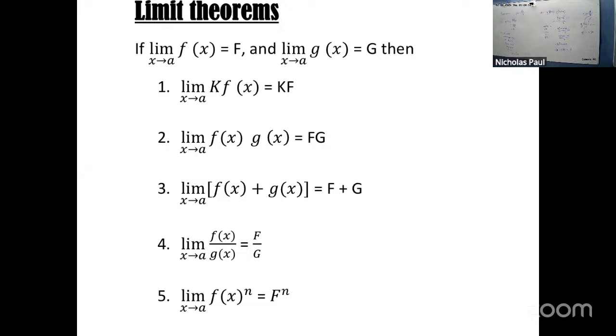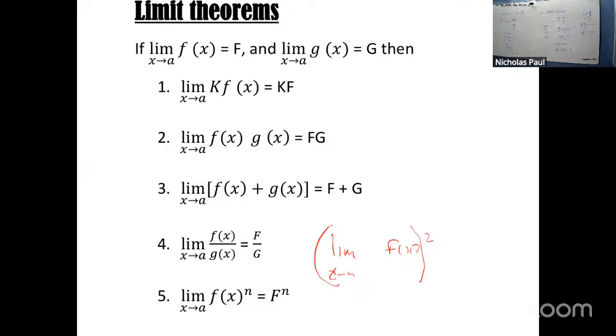Not really. Rule 1, k is a constant, so you can put the constant outside. Then there are two functions. Watch what you can do with this rule. Let's say I give you the limit as x approaches a of f of x squared. What you can do now is find the limit of f of x and then square it.